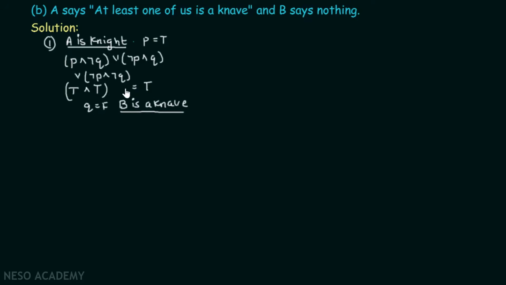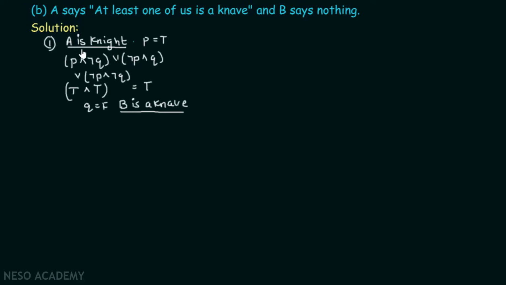Now let me ask you one question. Is there any possibility that A can be a knave? As A says at least one of us is a knave, right? If A is a knave, then whatever it says is false, right? The opposite of at least one of us is a knave is that no one is knave. But we know that A is knave. Then how can we say that no one is knave? And hence, A cannot be a knave. Therefore, A is definitely a knight.